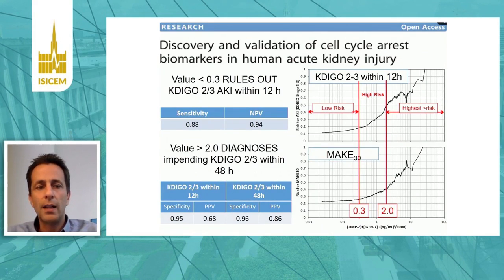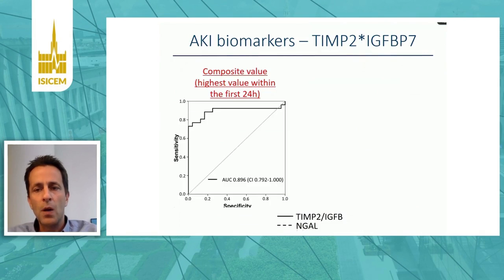They defined two cutoff values. The lower cutoff value is 0.3. For patients with a biomarker level below 0.3, the negative predictive value is quite good. It's 0.94. That means that 94% of the patients with a value below 0.3 didn't develop a moderate or severe AKI within the next 12 hours. And the higher cutoff value is above 2.0, and this cutoff value has a very good positive predictive value. This was 0.86.